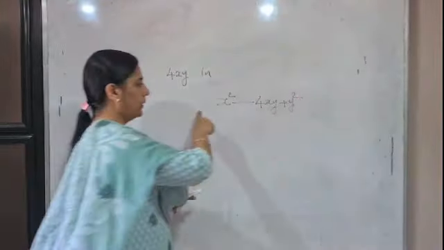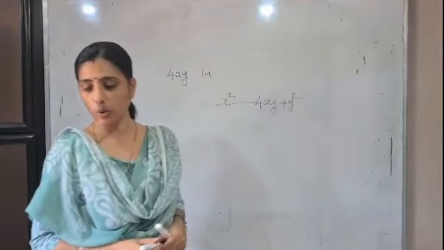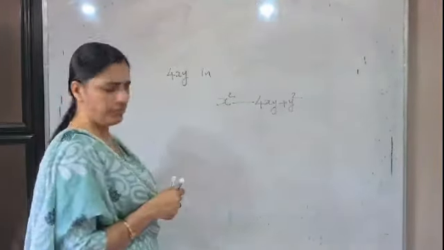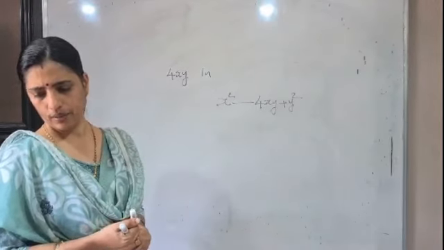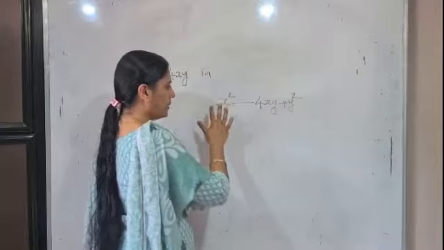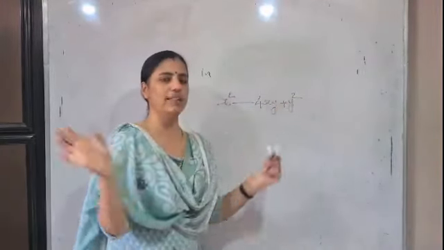How many terms are there? 3 terms. So this is a trinomial. Okay, whatever it is. What is the coefficient of 4xy? Here they are not asking for power. What is the coefficient of 4xy? 4xy comes in the middle term. So don't consider these two terms. Leave them.